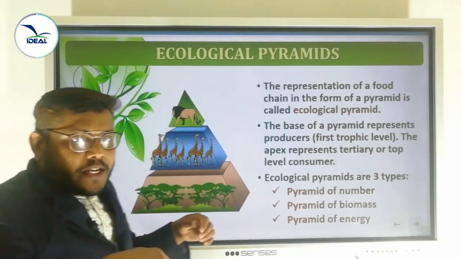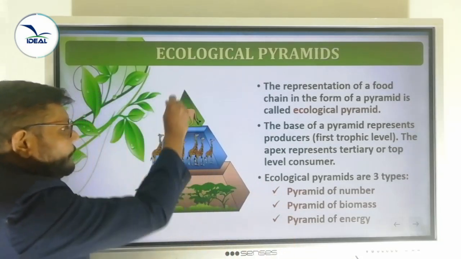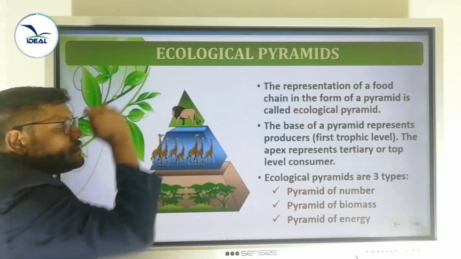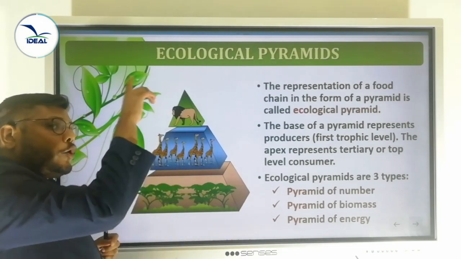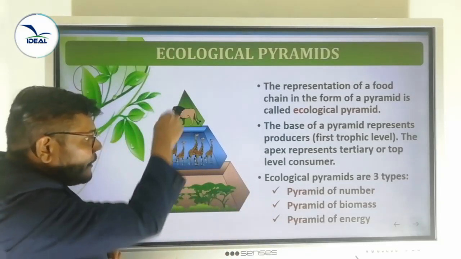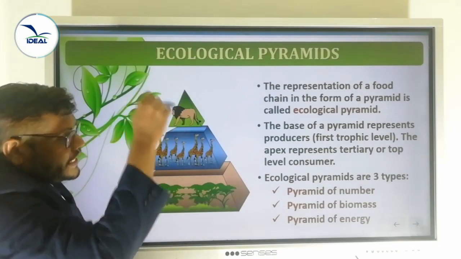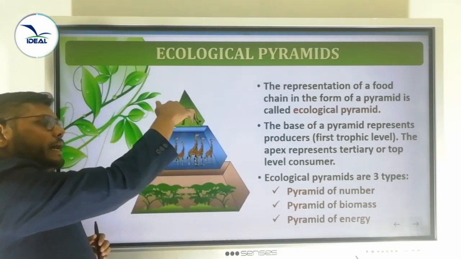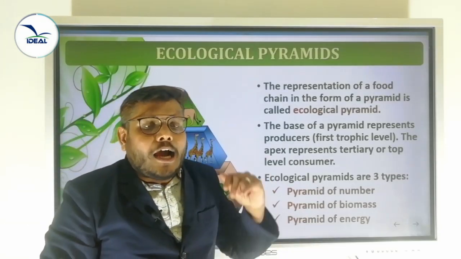There are two types of pyramids. One is the inverted pyramid and the other is the upright pyramid. This is the upright pyramid: the base is broad and the top is narrow. Inverted pyramid means the base is narrow and the top is broad. These are the two types of pyramid, upright and inverted.